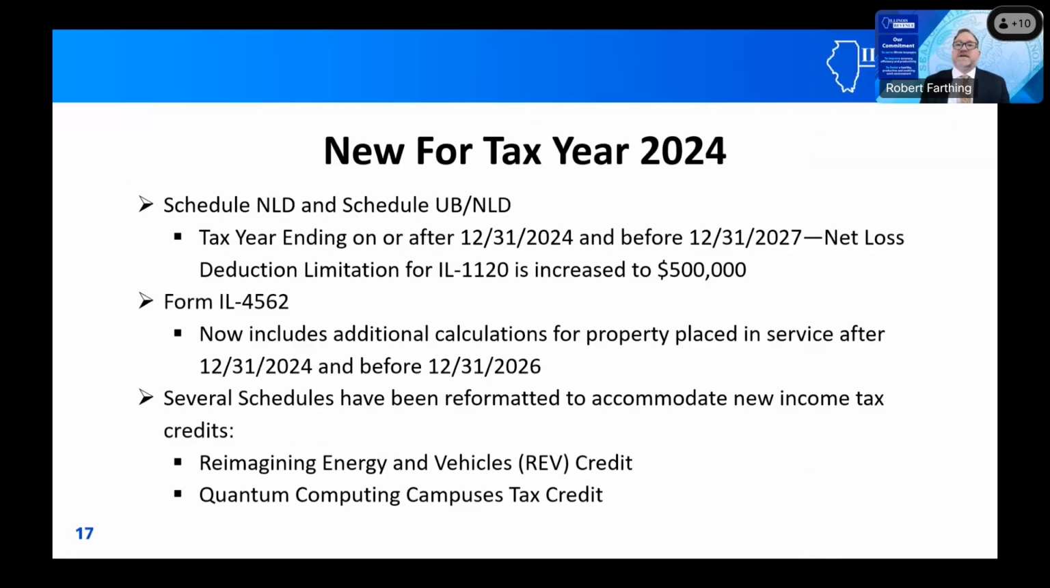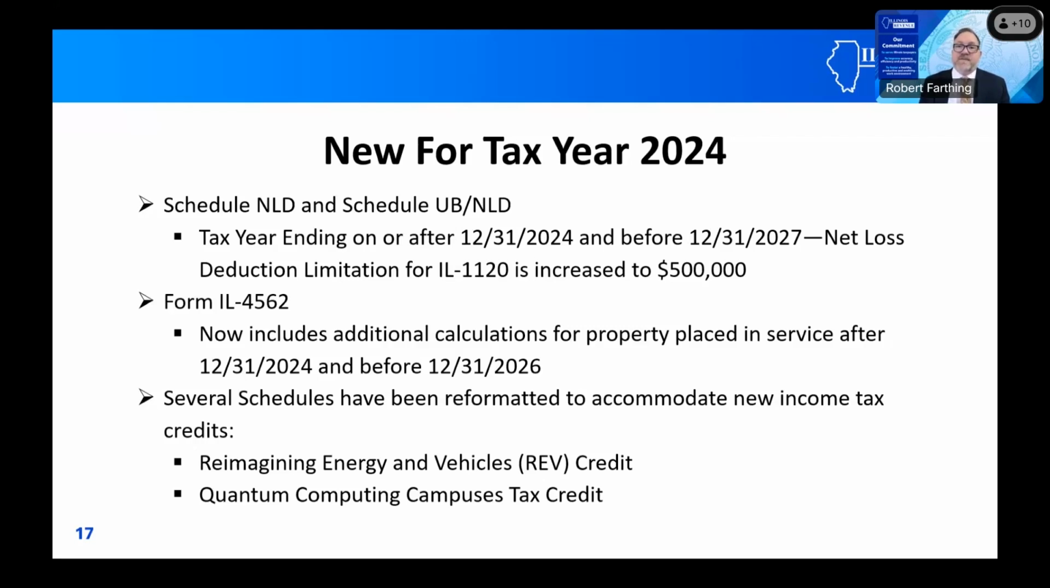So let's take a moment to discuss a few updates on our business income tax forms for tax year 2024. The good news this year is that there are relatively few changes to the business income tax forms. Here are a few of those changes. For tax years ending on or after 12/31/24 and beginning before 12/31/27, the net loss deduction limitation has been increased from $100,000 to $500,000. This change is reflected on the Schedule NLD and Schedule UB NLD. Details to assist you with reporting net loss deductions can be found in those schedule instructions.